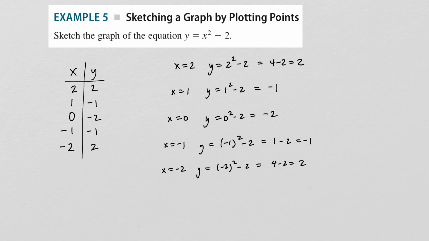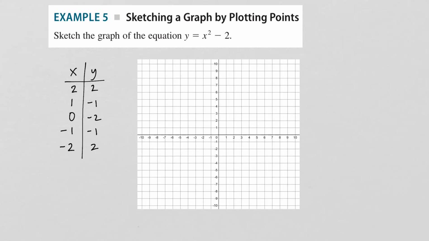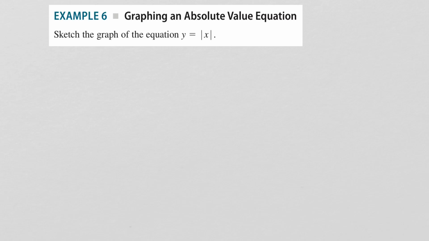And now we're just going to bring in a graph and plot those points. And so we have the point 2, 2. We have the point 1, negative 1, 0, negative 2, negative 1, negative 1, and negative 2, positive 2. And if you have some experience graphing these, you'll know that this is sort of a U-shaped or a soft V-shaped graph that we call a parabola. Next, let's sketch the graph of the equation y equals the absolute value of x.